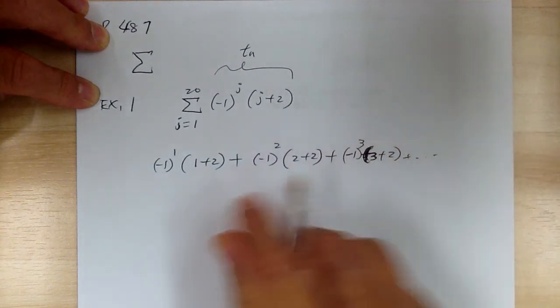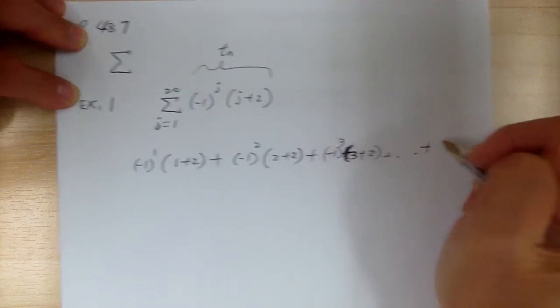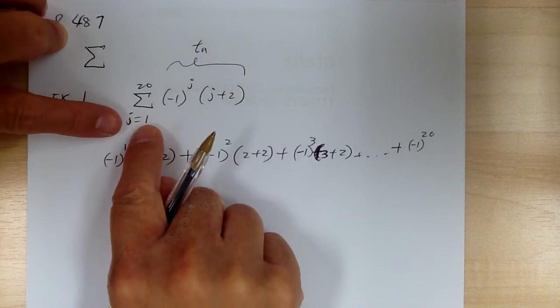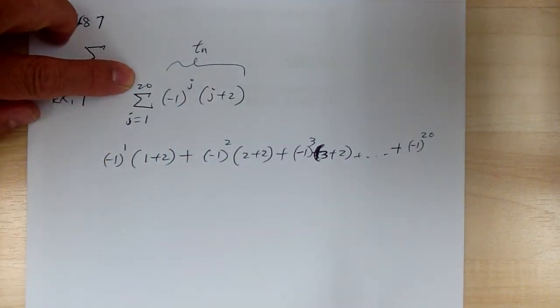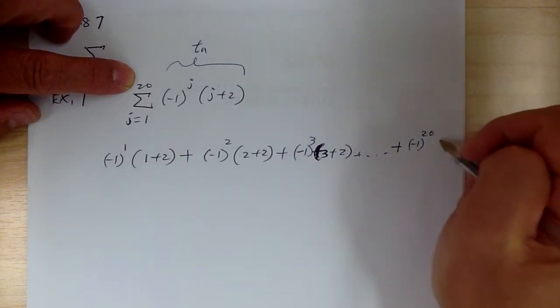And then keep going. Normally you do the first 3 and the last one. Plus dot dot dot plus negative 1 to the 20. It tells you j goes from 1 through 20, so there are 20 terms. So again, you do the first 3 and the last one.